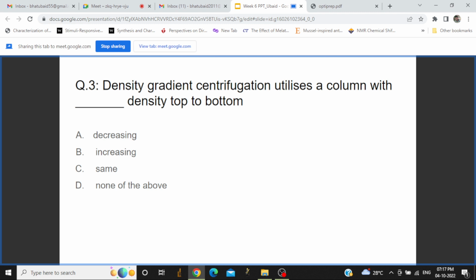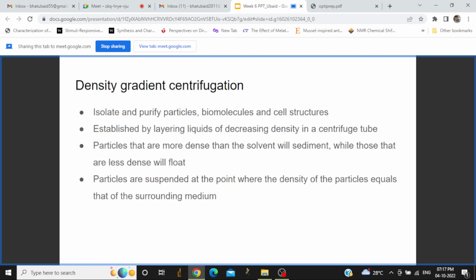So the answer is B. The density from the top to the bottom is increasing. That means at the bottom there is more density as compared to the top of this centrifuge tube. So density gradient centrifugation is a type of centrifugation technique. There are lots of centrifugation techniques. Most common are density gradient centrifugation and differential centrifugation, and one type is normal centrifugation, which is normally done.